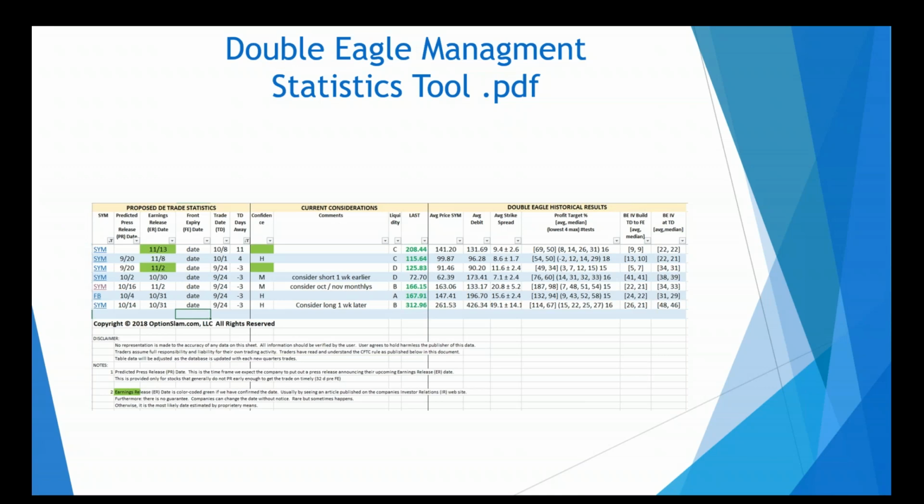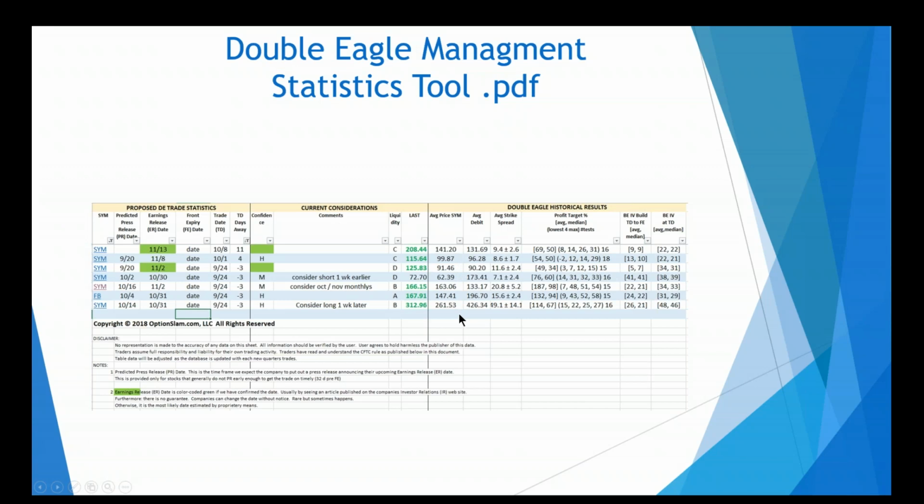You do not have to have it, but most of our traders find it very helpful in especially knowing what our confidence level is and our current considerations of which trade to take, which variety of the Double Eagle should I take. Should I take the short 1 week earlier variety, the long 1 week later variety, or should I even consider maybe doing the trade with monthly contracts only? You know, there's, again, several different varieties, and notations are made right in the management statistics tool.